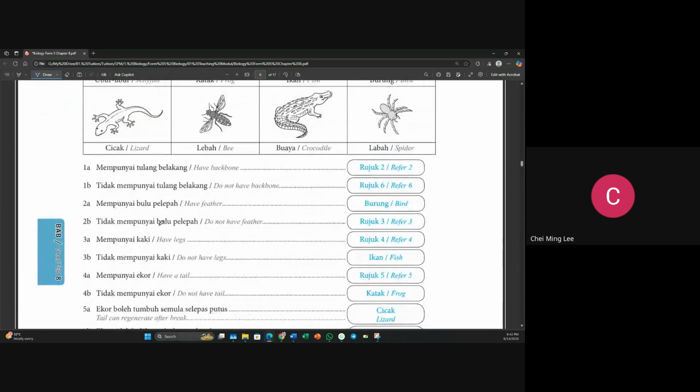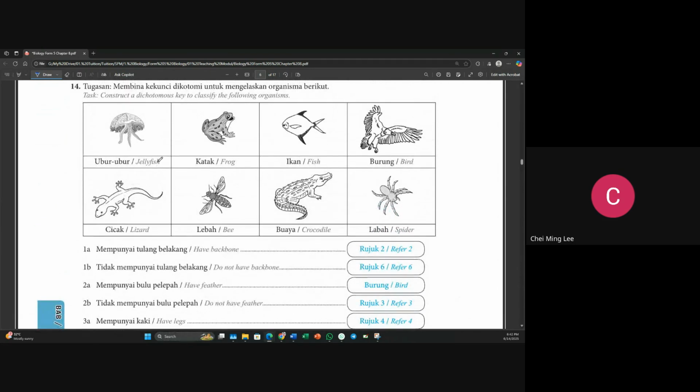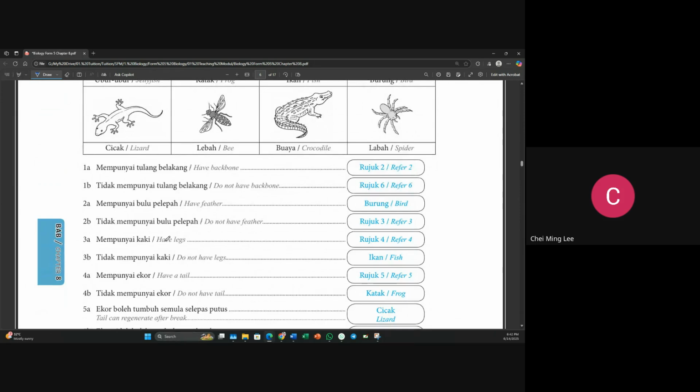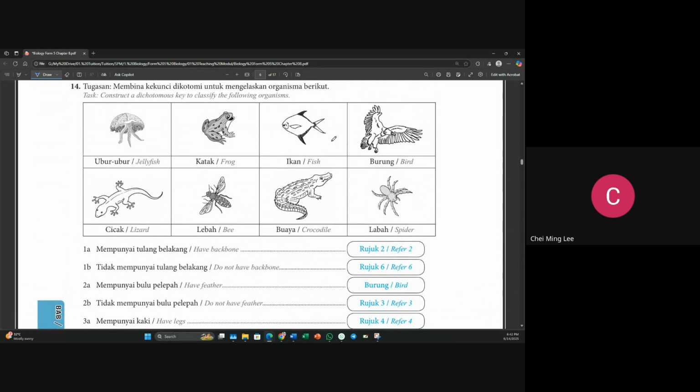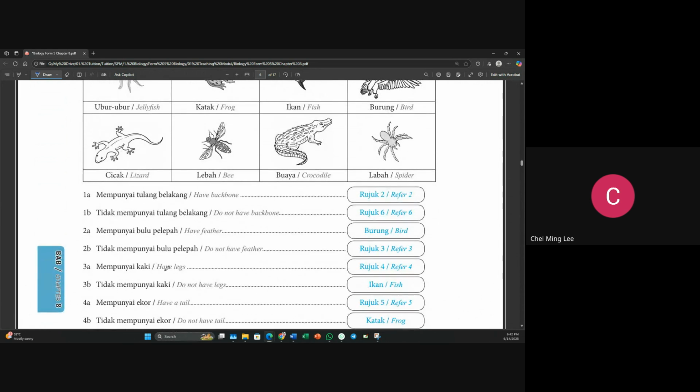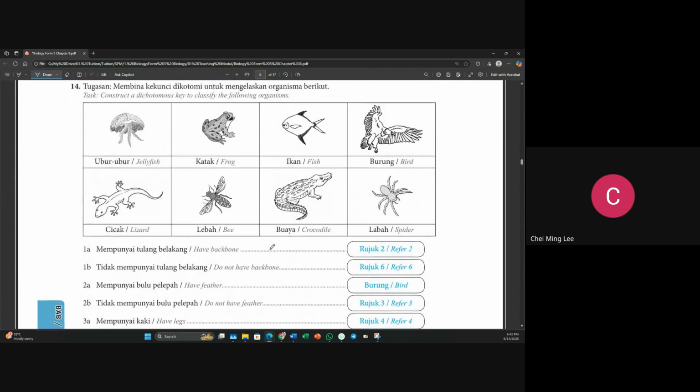Okay, now let's see. First, we have jellyfish, frog, and so on. First we categorize them into have backbone and do not have backbone. Then from backbone, we go to have feather and do not have feather. Have feather, only one, so bird. Do not have feather, refer to number 3: have legs and do not have legs. Do not have legs but have backbone, fish. Have legs, we refer to number 4.